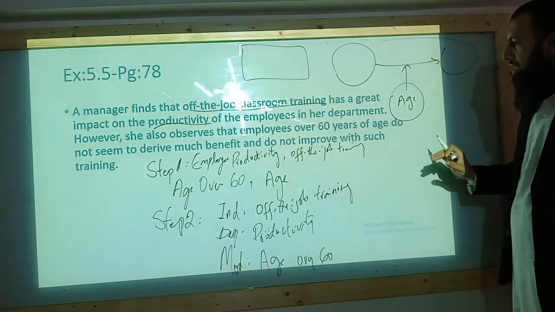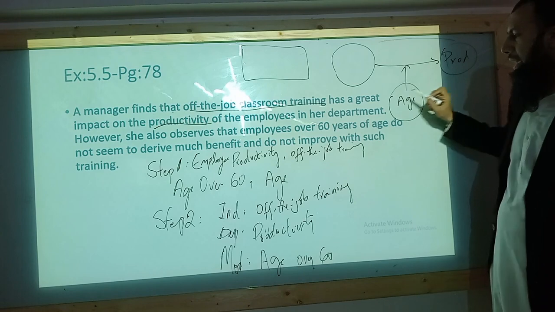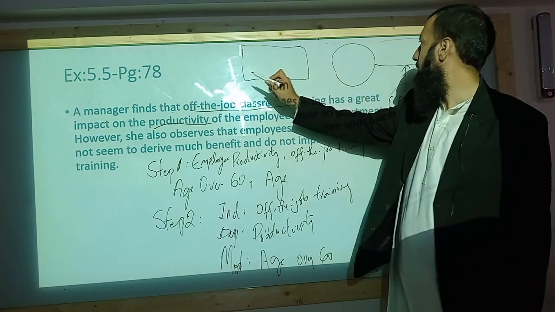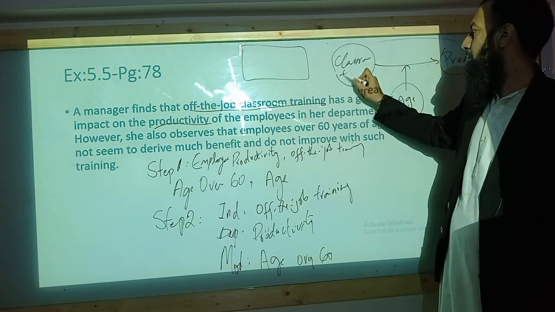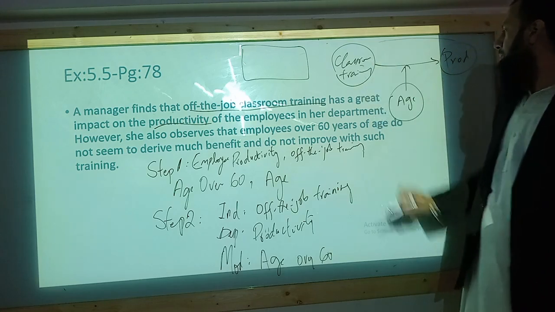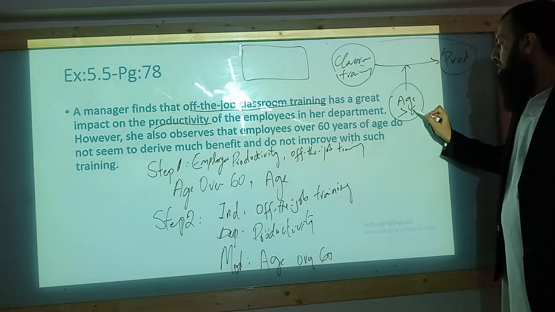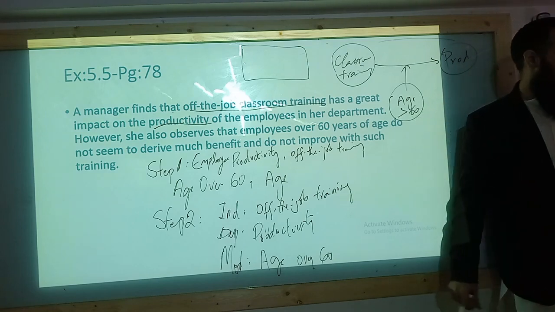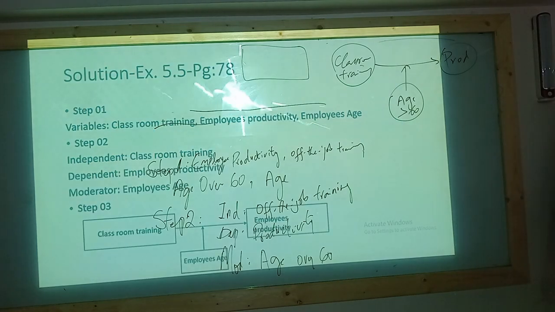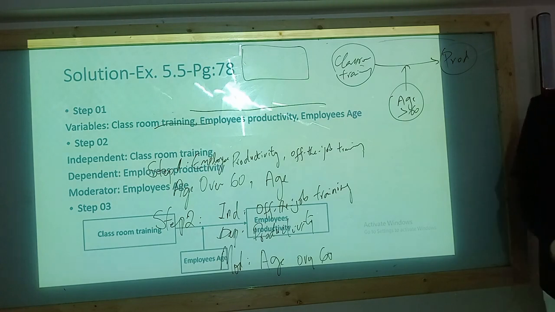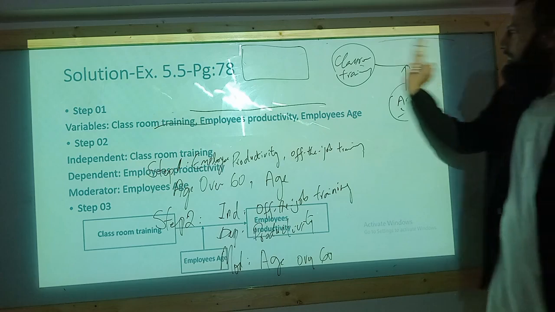So you see the productivity is here, and over here is classroom training, and age greater than 60. Done? That's how it goes. Okay, let's see the answer. So this is the answer. You can check your answer as well.